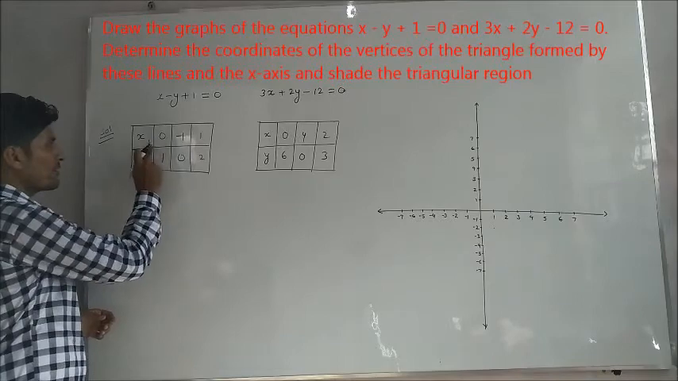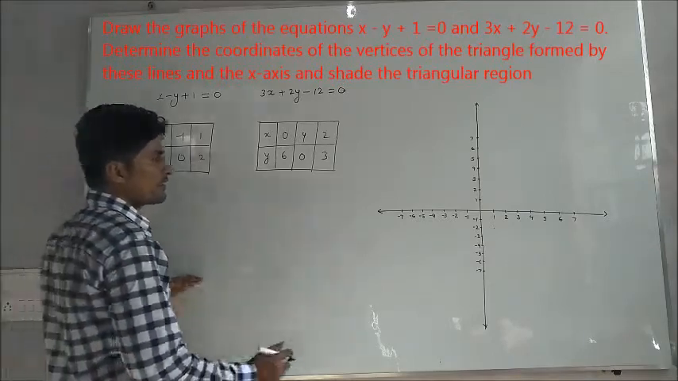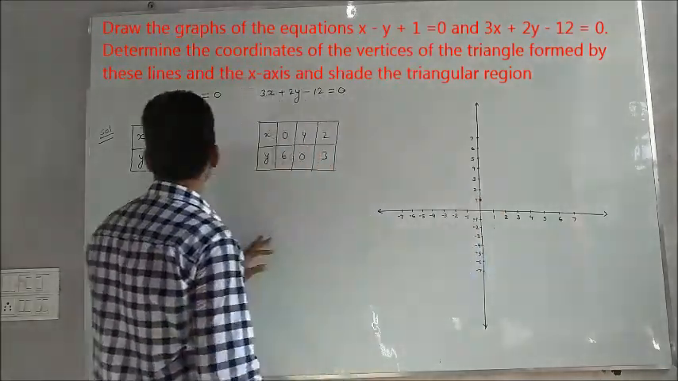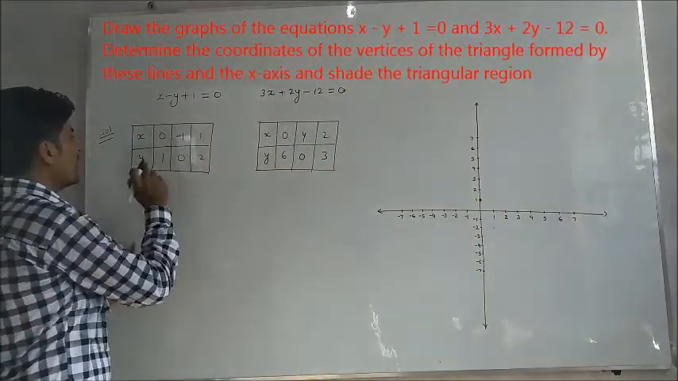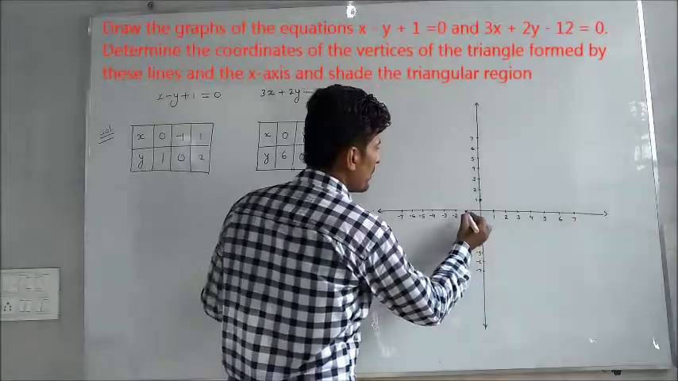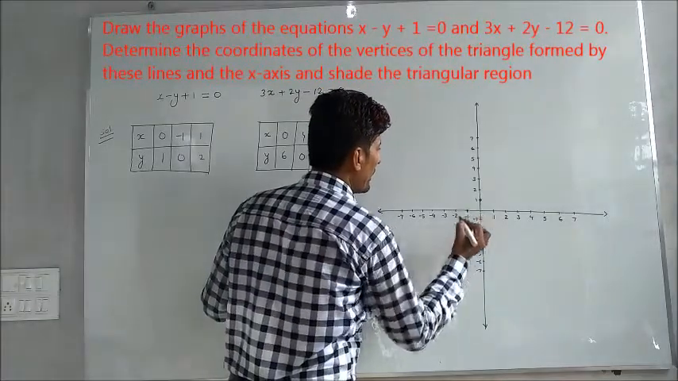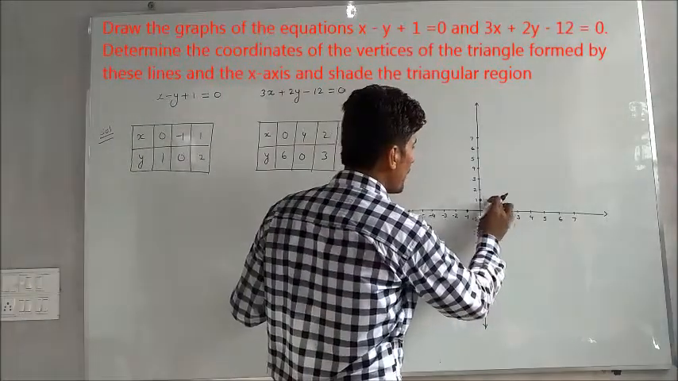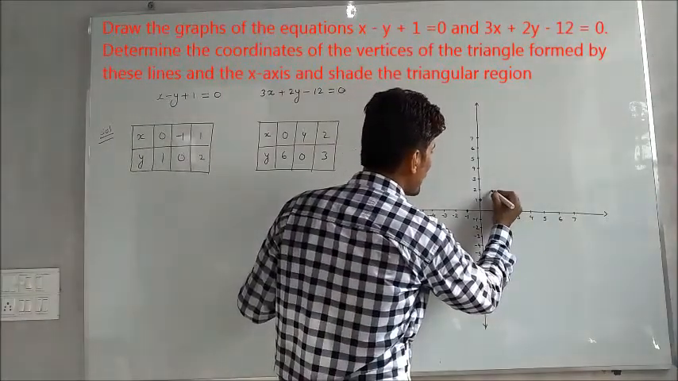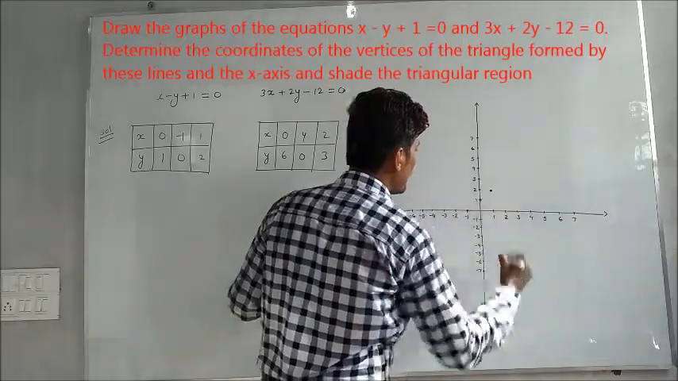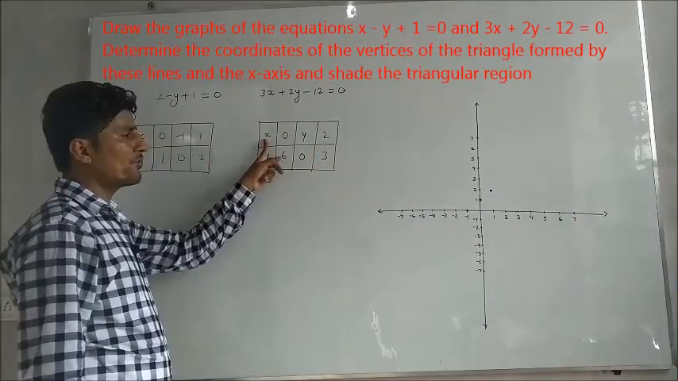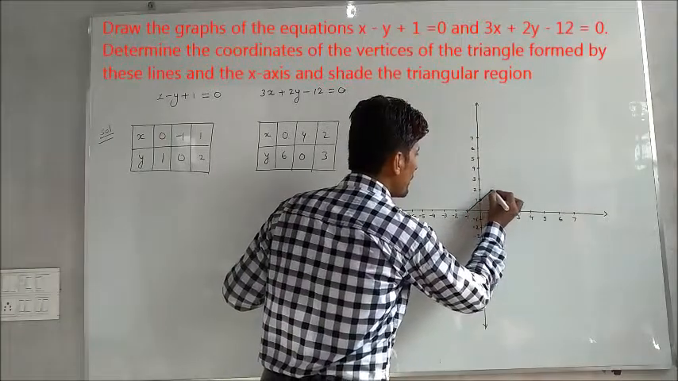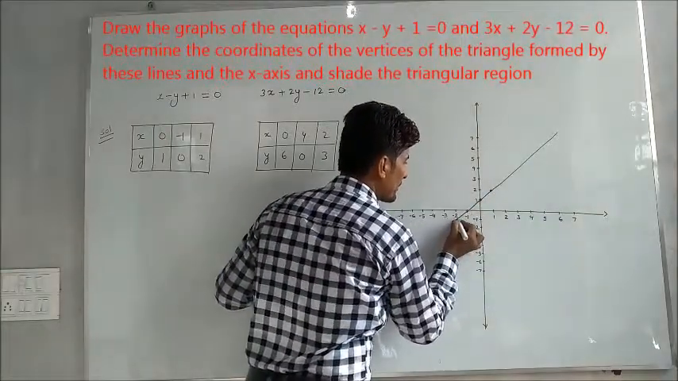First, x equals 0 and y equals 1. So the very first point will be here. Now x equals minus 1, y equals 0. So the second point will be here. Now x equals 1, y equals 2. So the next point will be here. Similarly, we have to draw the line for the second also. Here we can draw the straight line.